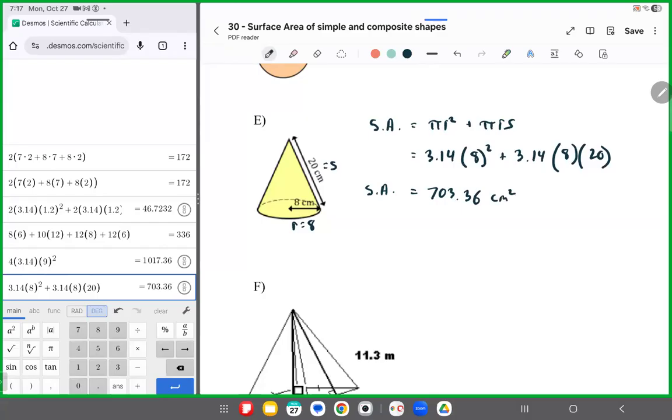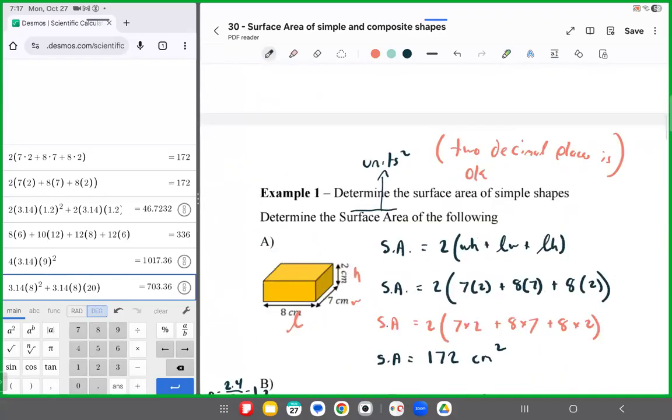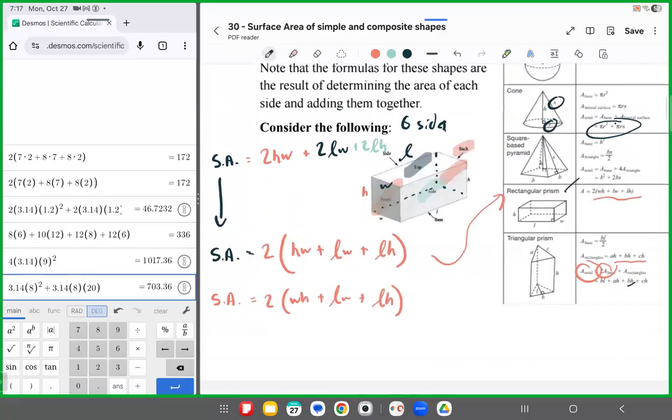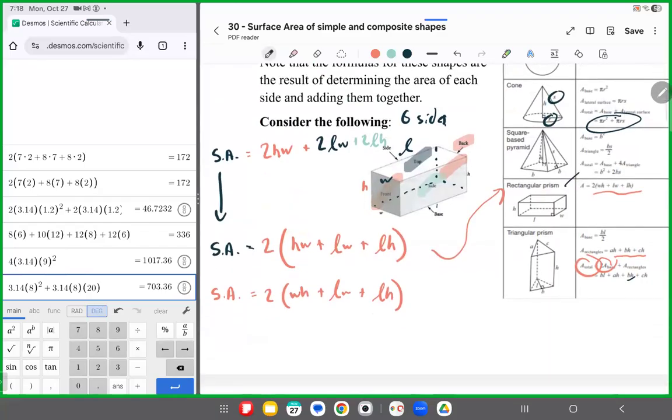Okay, so those were 5 examples I just kind of pulled. The last one I pulled from the textbook. So this is the square base pyramid. And so the formula for this, for a square base pyramid, is b squared plus 2bs, where s is the slant and b is the base.